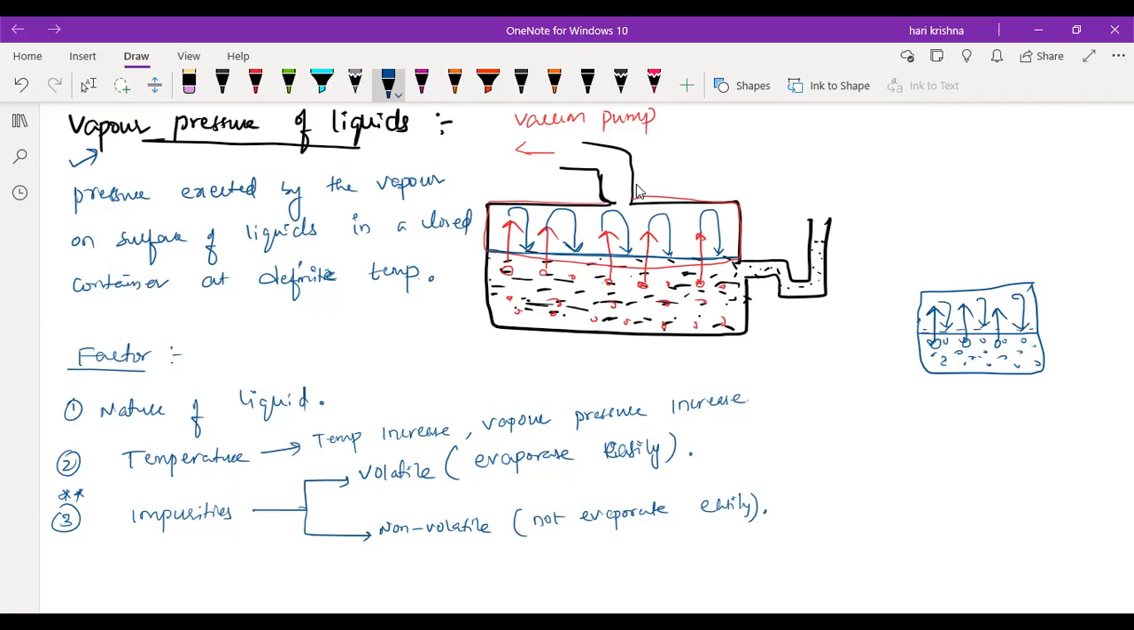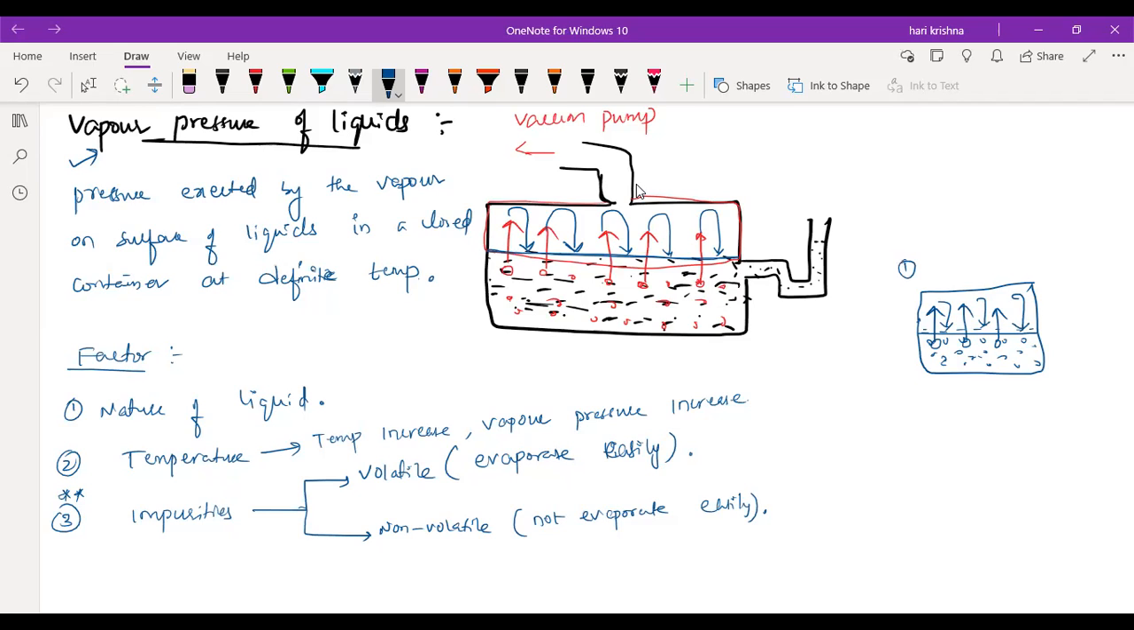Simple, only one thing. If more particles are moving from the liquid phase to the vapor phase, those particles exert more pressure on the surface of the liquid, so vapor pressure will be very high. If fewer particles are moving from liquid to vapor phase, less pressure will be exerted on the surface of the liquid, so vapor pressure will be low. Is the statement clear?